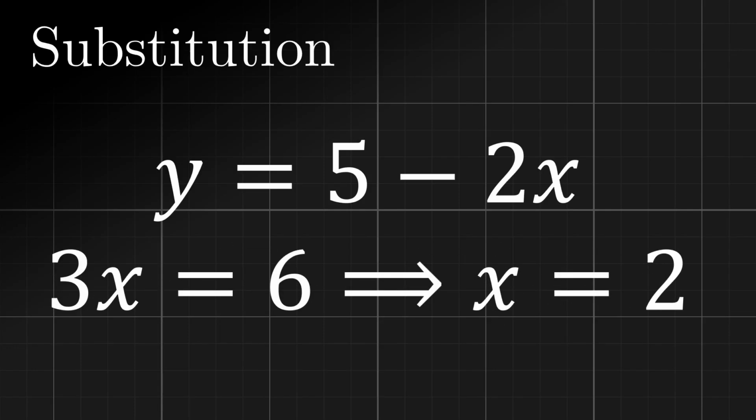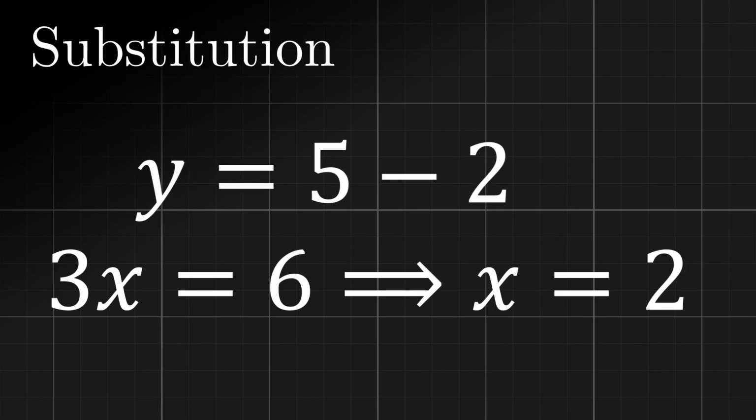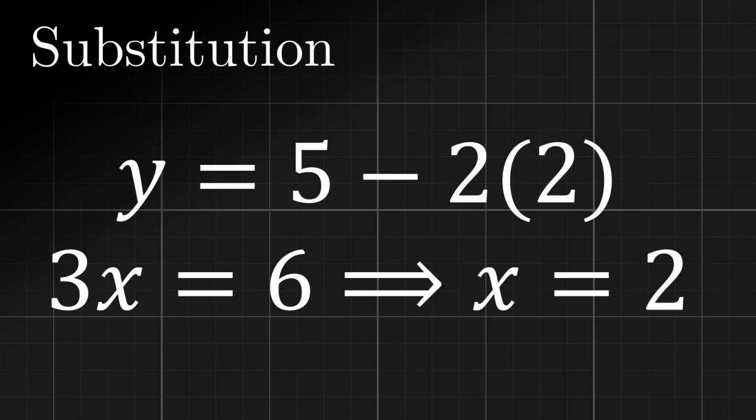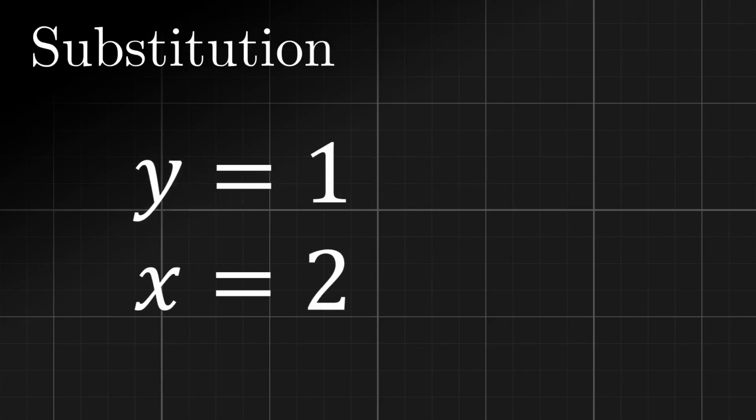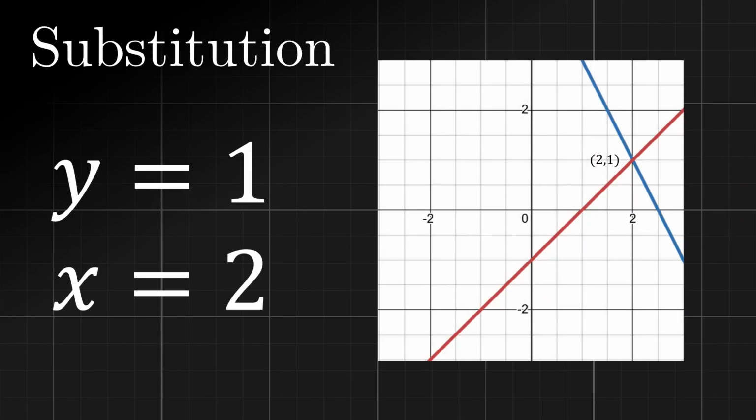And finally, we substitute the found value back into either original equation, or the isolated expression, to find the other variable. Using y is equal to 5 minus 2x, we get y is equal to 5 minus 2 times 2, is equal to 5 minus 4, is equal to 1. So, the unique solution is (2, 1). X is equal to 2, y is equal to 1. Substitution is great when it's easy to isolate a variable.